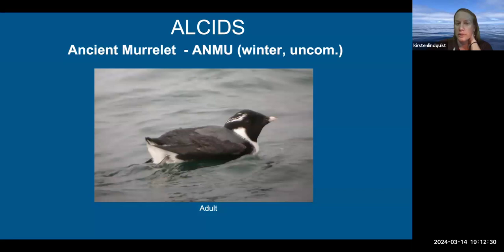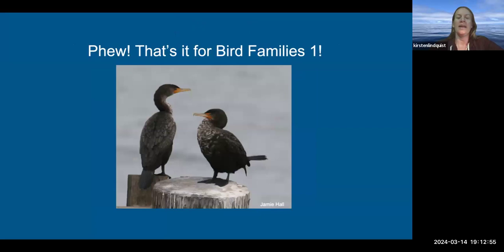And our ancient murrelet, which is mostly here in the winter, uncommon. I believe they did nest on the Farallones a couple of years ago. And they're really notable with this pale tip to the bill. So keep an eye out that we do see them now and again, but again, another small alcid. And that's it for bird families 1.